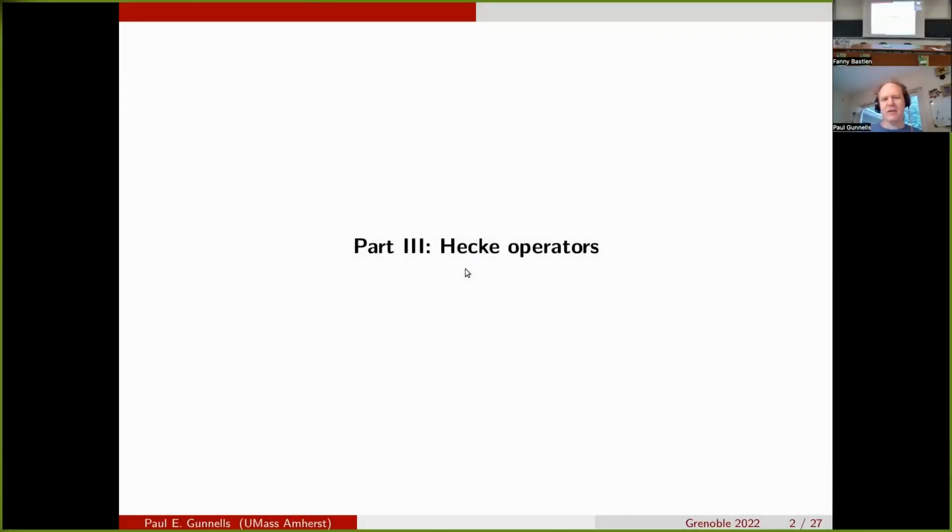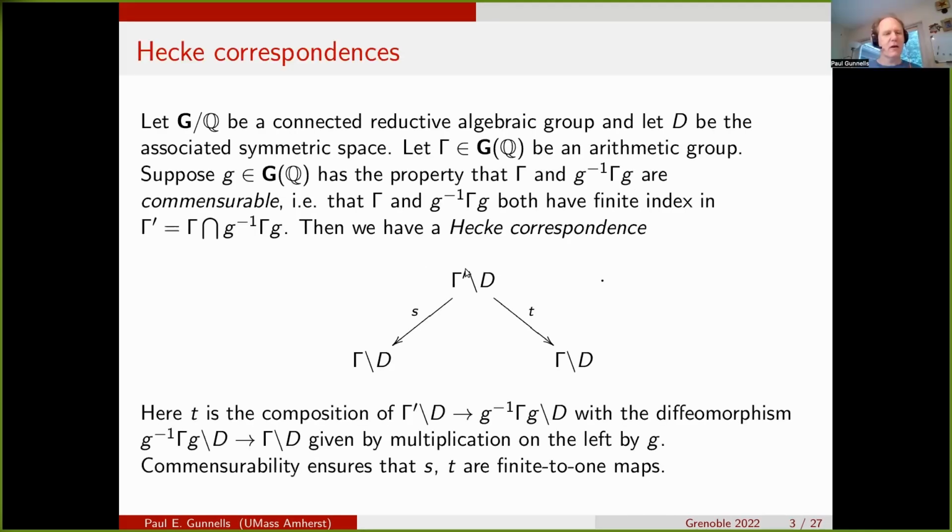So this is the part where we talk about the Hecke operators. Okay, so first let me explain a bit about how to think about these Hecke operators geometrically. So suppose you have a Q group again, and we have the symmetric space D, and we have an arithmetic group. It's going to be acting on the symmetric space.